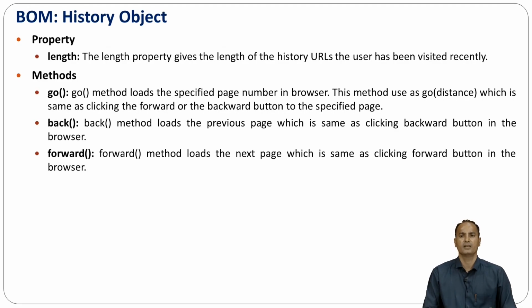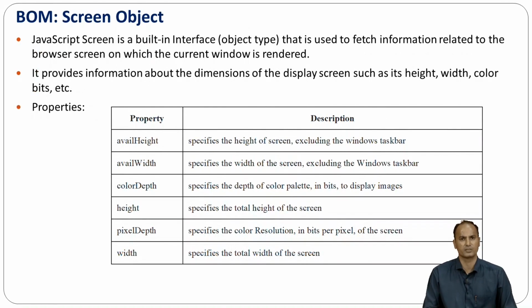This method is used as go with an instance, which is the same as clicking the forward or backward button to the specified page. The back method loads the previous page, which is the same as clicking the back button in the browser. The forward method loads the next page, which is the same as clicking the forward button in the browser. So generally the back button takes you to the previously visited URL, while the forward method will take you to the next page that you are supposed to visit.